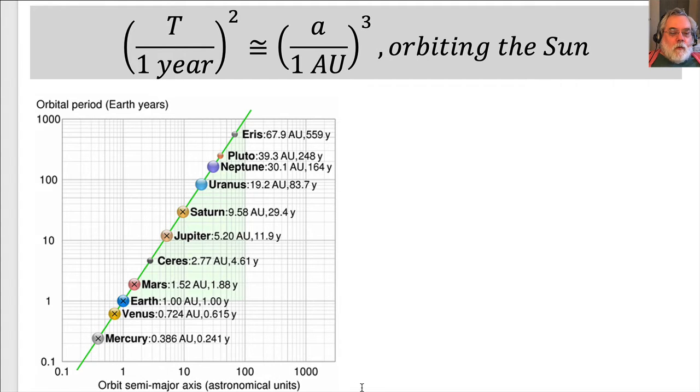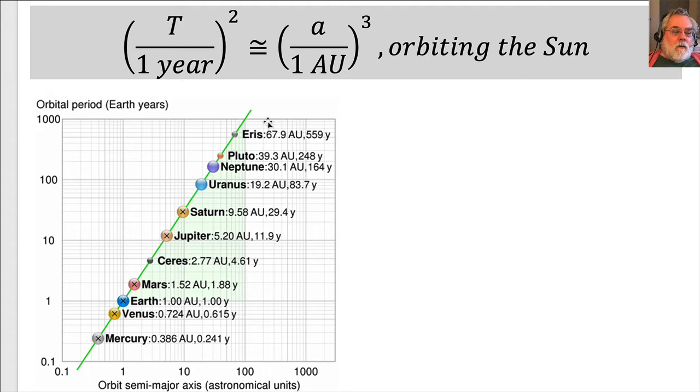In this diagram, this is a log-log diagram. The horizontal axis is semi-major axis of the planets, and the vertical axis is orbital period in Earth years. Mercury is closest in and has a period of a quarter of a year. Next comes Venus, and its period is almost 2/3 of a year. Earth, 1 year. Mars, 1.88 years, and so on.